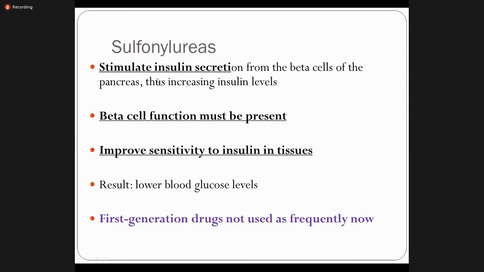Sulfonylureas, we have also discussed, belong to insulin secretagogues, and insulin secretagogues means these drugs stimulate insulin secretion from the beta cells of the pancreas, thus increasing insulin levels. Beta cell function must be present. This point is also very important, and it also improves sensitivity to insulin in tissues. The result is that it will lower the blood glucose level from high to normal. First generation drugs are not used as frequently now, and their use is almost obsolete.